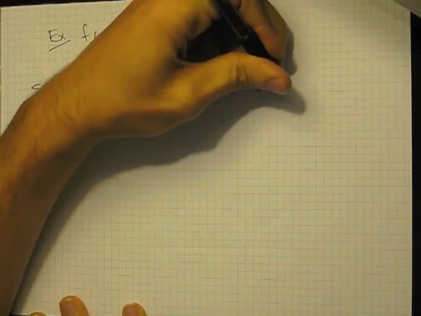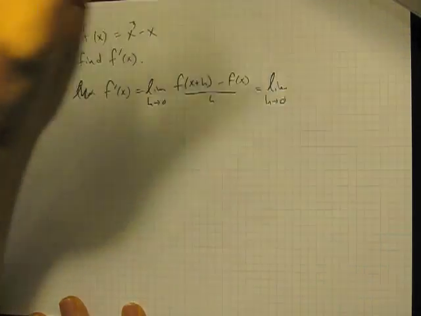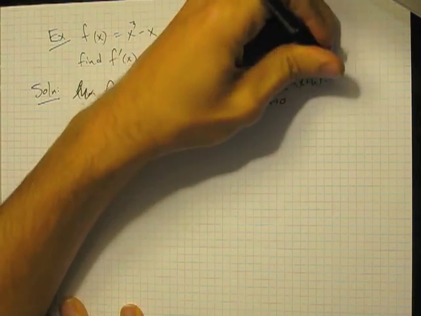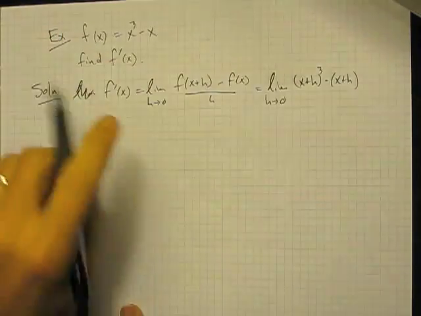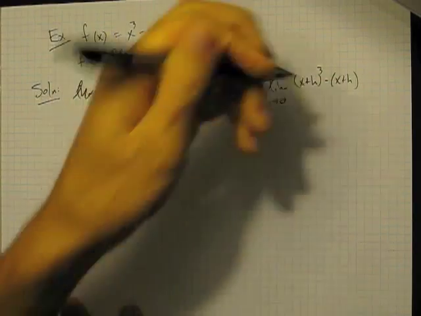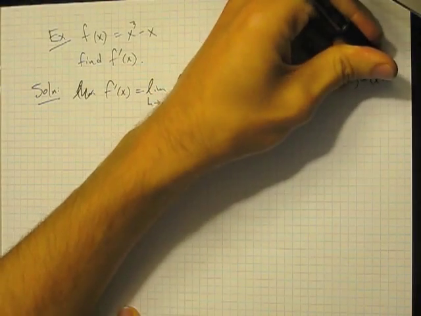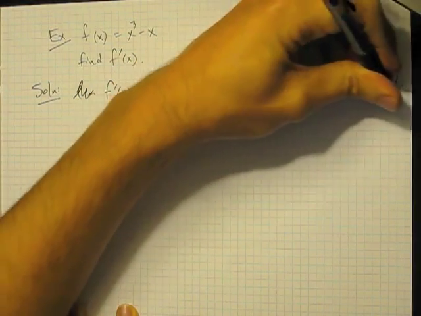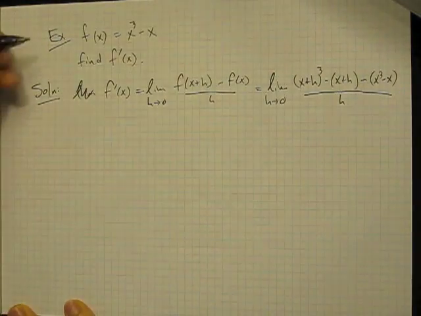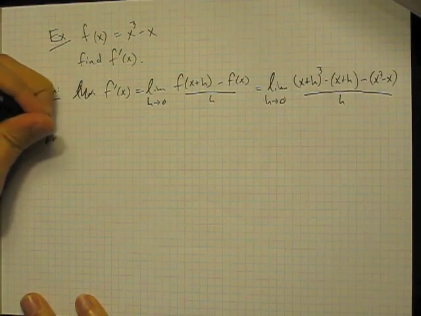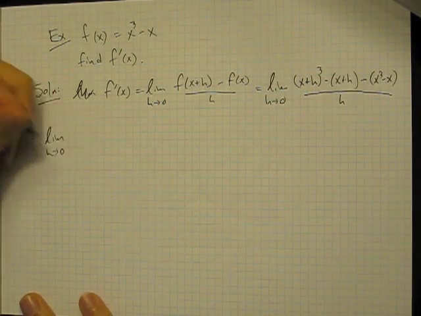So this is how this goes. We get x plus h cubed minus x plus h. That's the first part right here. Minus f of x, so that is minus x cubed minus x. And all of this is over h. Okay, so we're going to have to do a little bit of simplifying. Hopefully it's not too big of a deal for you guys to do this.